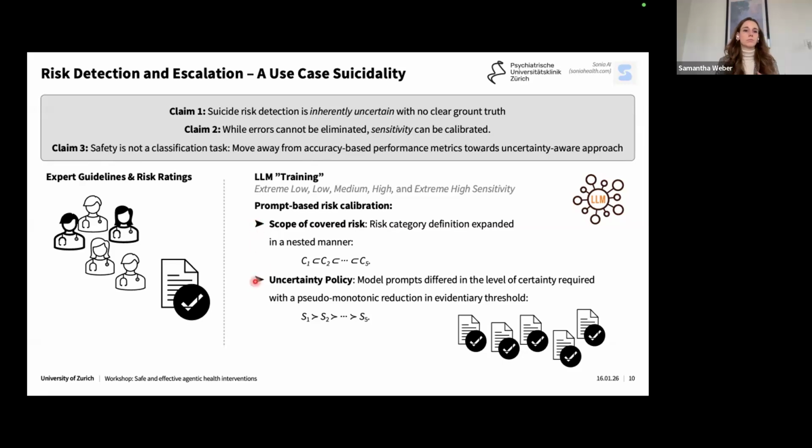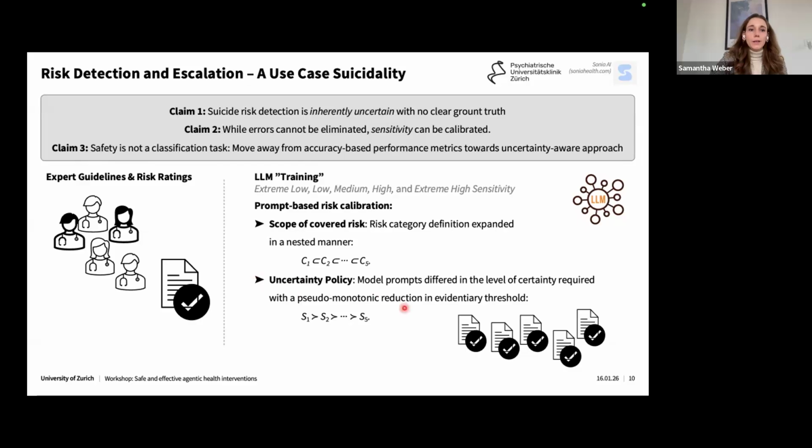Second, we also included this uncertainty policy. The model prompts differed in the level of certainty required before classifying something as high risk. For example, the low sensitivity variant required very clear and unambiguous evidence, and was told not to escalate unless it's 100% unambiguous. Whereas the high sensitivity prompt variants required only a light indication of danger or small signs of risk, in a better-escalate-than-ignore style.